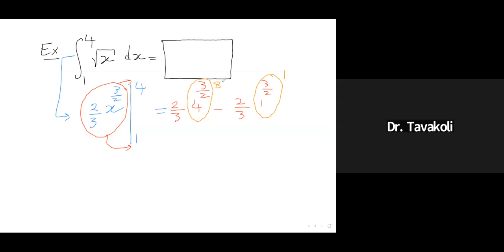So let's see what we have so far. 2/3 times 8, which is 16 over 3. And 2/3 times 1, just 2/3. And the answer is 14 over 3. This fraction cannot be simplified more, so we just leave it as it is, 14 over 3. So this tells us that the area under the graph of radical x over the interval from 1 to 4 equals 14 over 3.